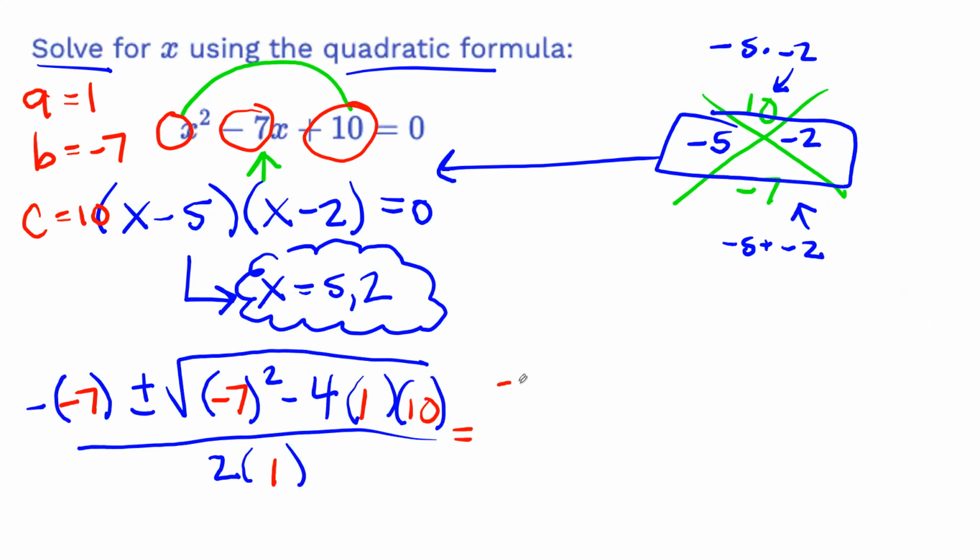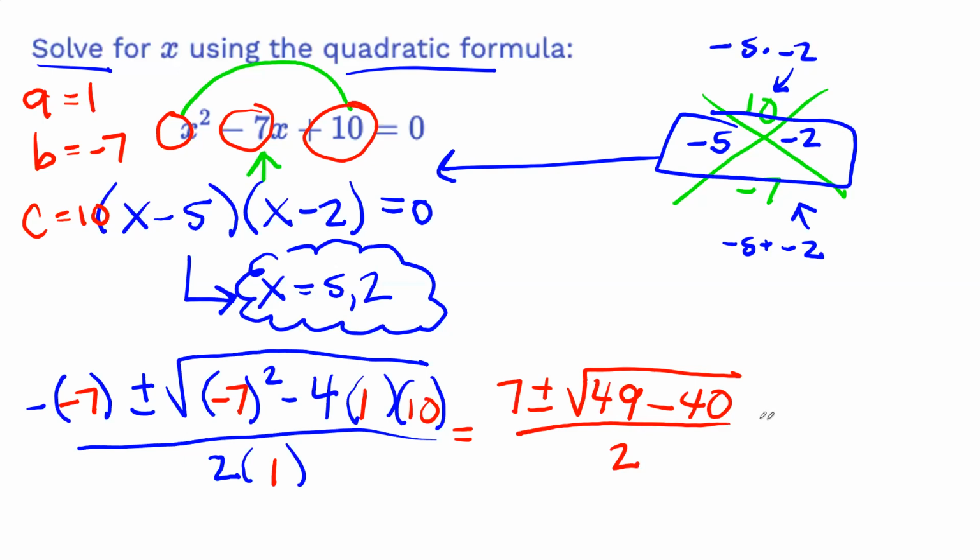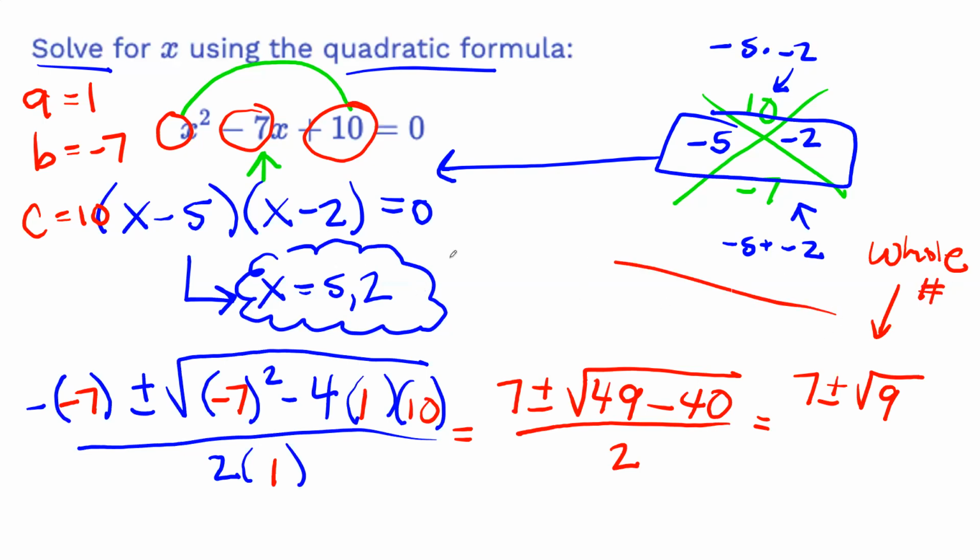So -7 this time is a +7, plus or minus the square root of 49. And then 4 times 1 times 10 is 40. There's only one minus sign, so it's a -40 all over 2. And so now you can see this does become a perfect square. This becomes the square root of 9. So that means I'm going to have a whole number this time because it's perfect, which is why my answers here are whole numbers, because I ended up with a perfect square.